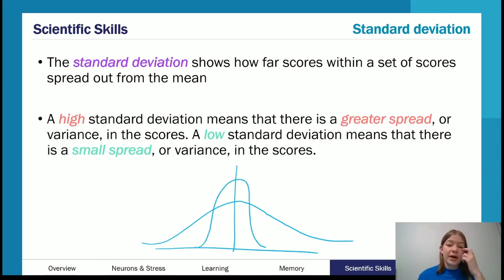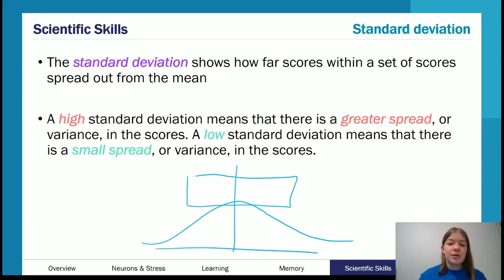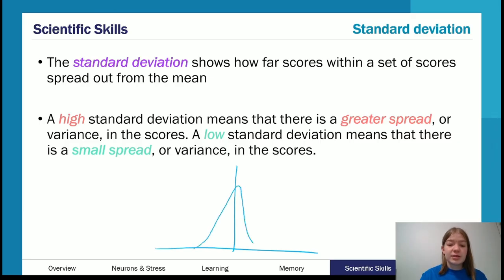So for our large standard deviation, a box plot would likely be a bit more, let's draw this properly, we'll have our middle line in here, it's going to be a bit more spread out. Whereas for the low standard deviation, where it's quite clustered together in the center, we would see it take on a narrower range of values.